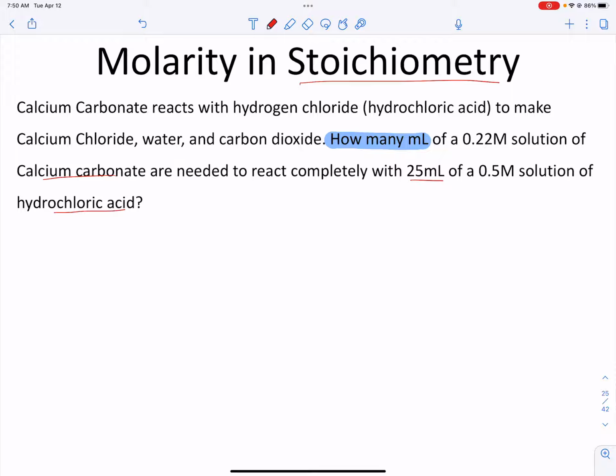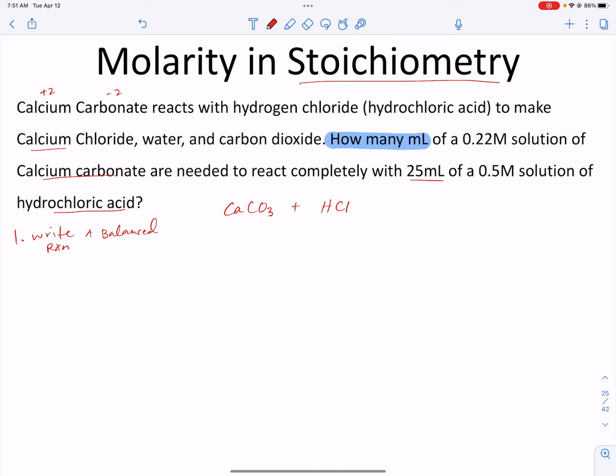So the first thing, if I give you a problem like this, step 1 is write a balanced reaction. Okay, so calcium carbonate. Calcium and then carbonate is CO3. Calcium is a +2 cation, carbonate is a -2 anion, so we just need one of each, CaCO3. Then it says reacts with hydrogen chloride, which is just HCl, hydrochloric acid.